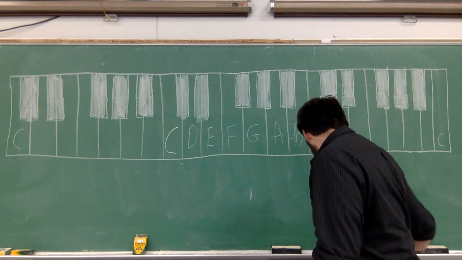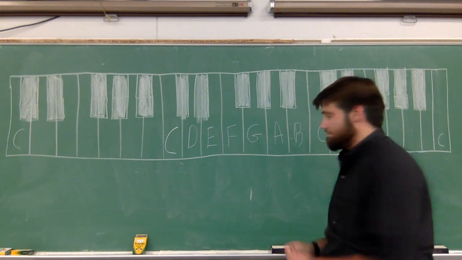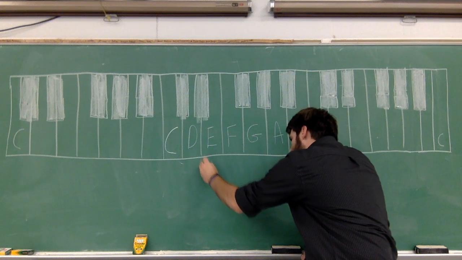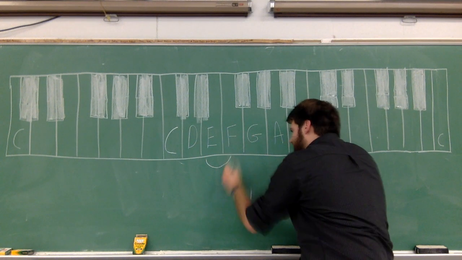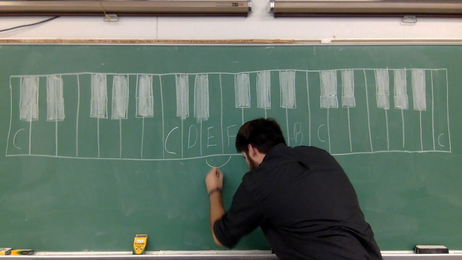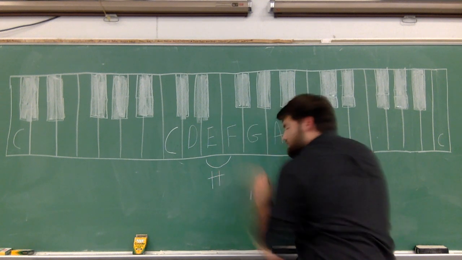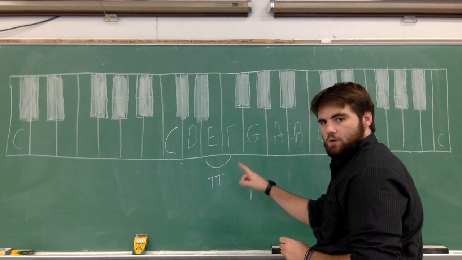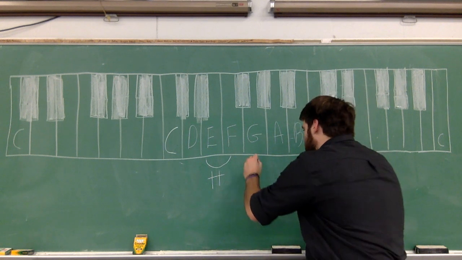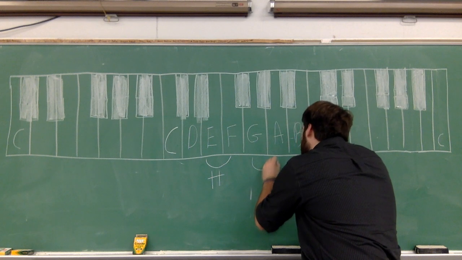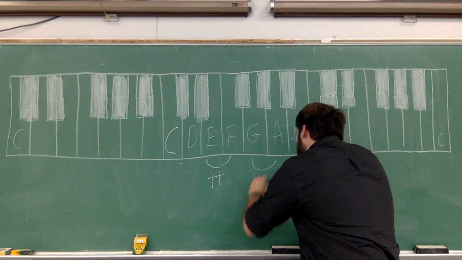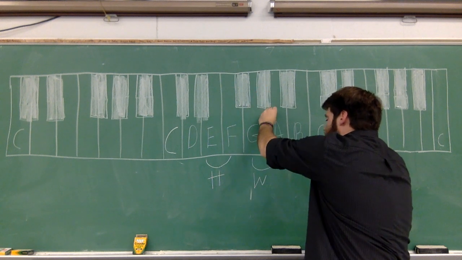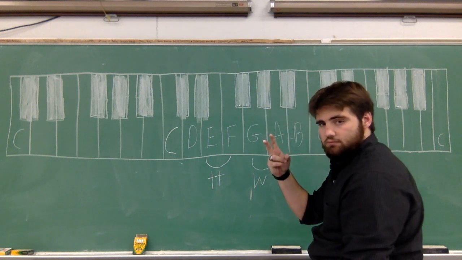All right. We'll help you visualize that now. Right here, from E to F, is a half step. Okay? From G to A, it's a whole step. Because you have to go here to here to here. You have two half steps.